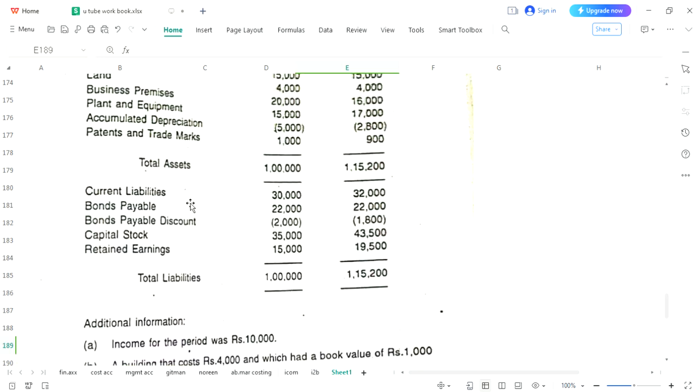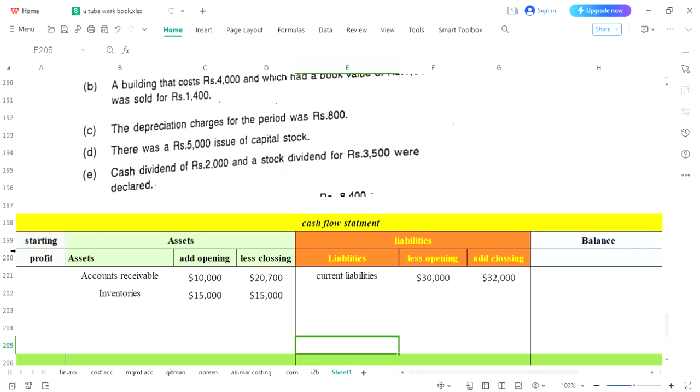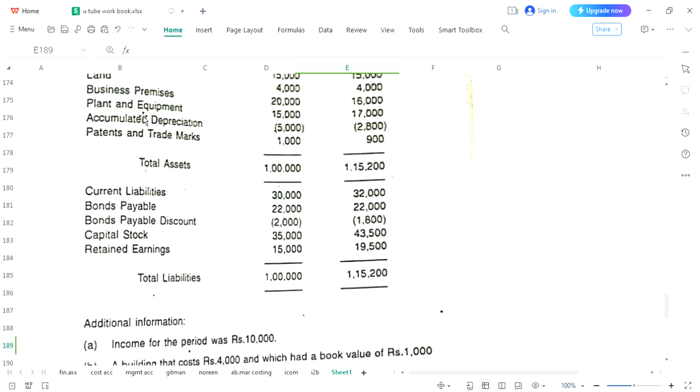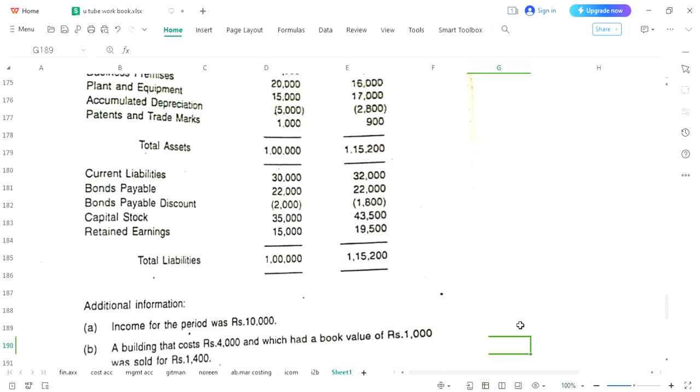Now after current liabilities, bonds payable, discount on bonds payable, capital, retained earning are all long-term. So it means our current side has been completed. These are your current assets and current liabilities, after which instead of writing these fixed assets and fixed liabilities directly, we will be giving attention to the adjustments first.